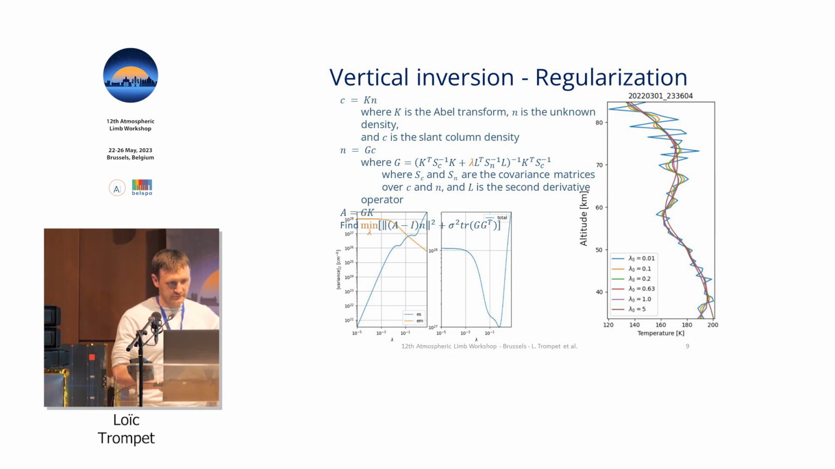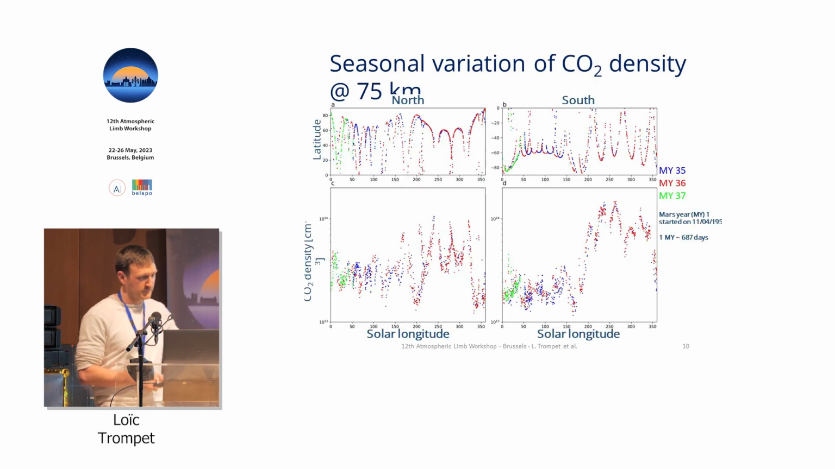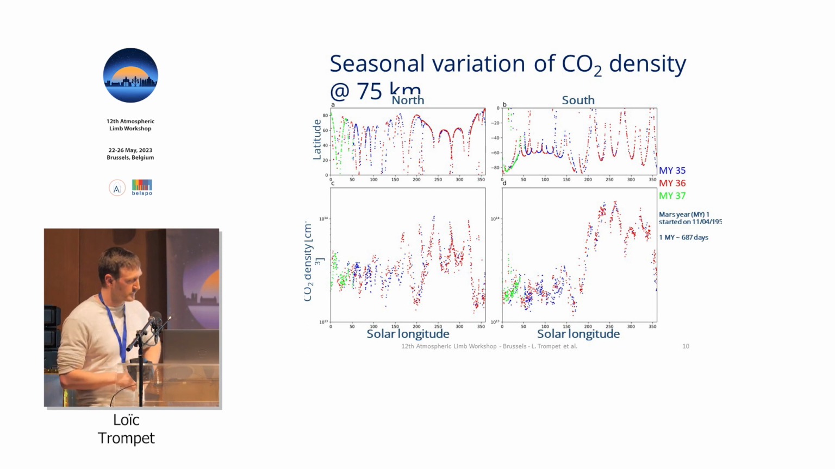So that was it for the retrieval method. Here are finally some of the results. Here I'm just showing results that are already known, just to show you that with solar occultation we have a lot of variability in the latitude. So we are in fact scanning a lot of latitudes along solar longitudes very fast.